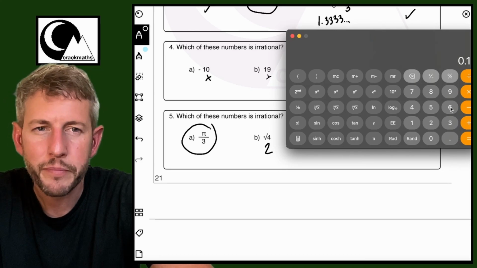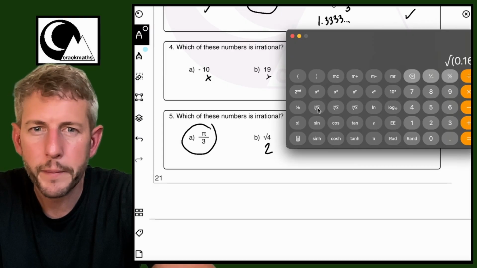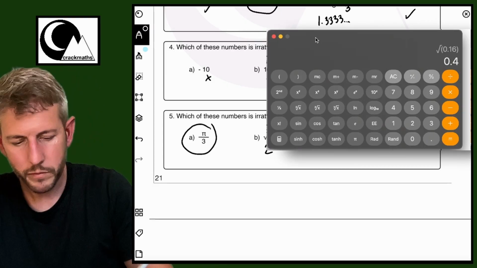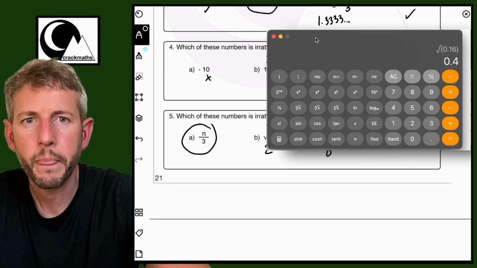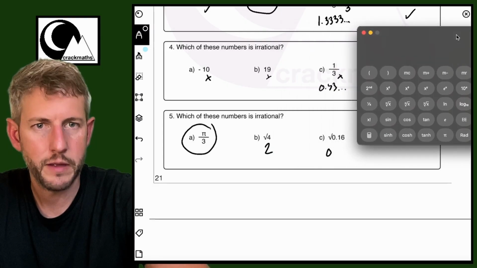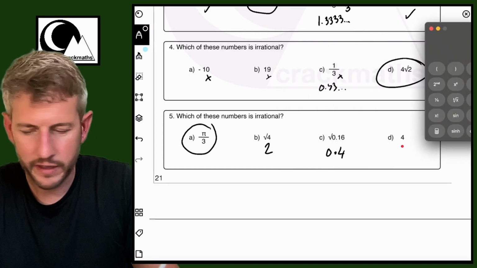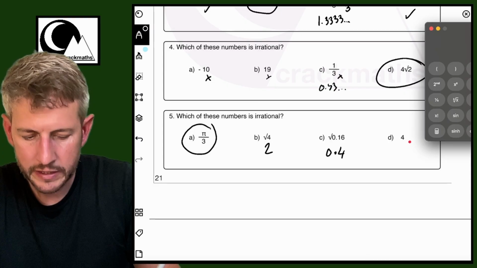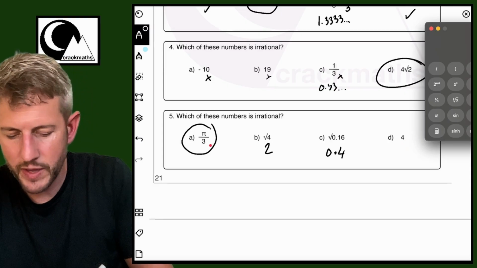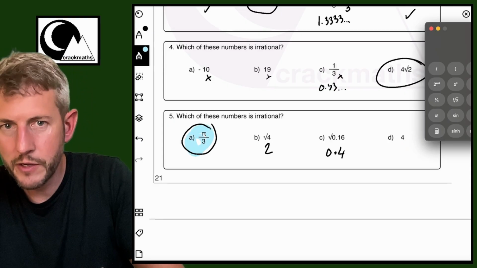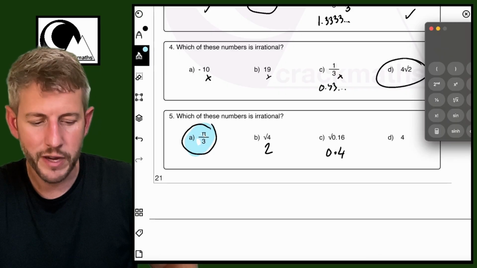0.16, because obviously it's not obviously a square number, but it is a multiple of a square number. So that's 0.4. I'll put that down here. And then 4 is just 4. There's nothing irrational about 4. It's a square number. So yeah, here we go. We've got our solution here with this one, pi over 3.